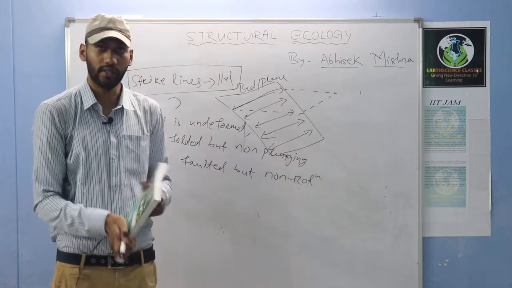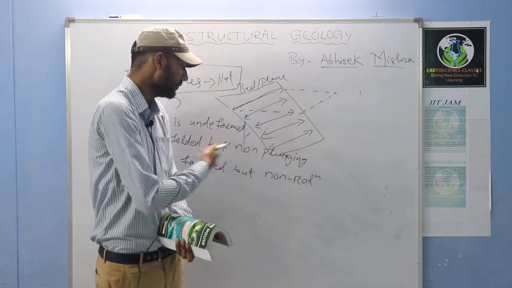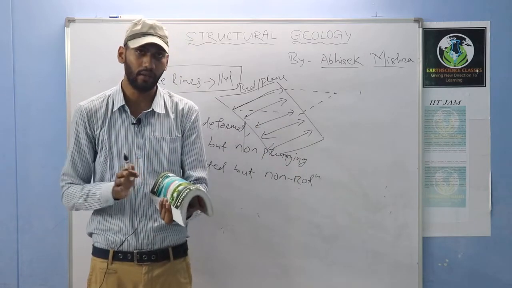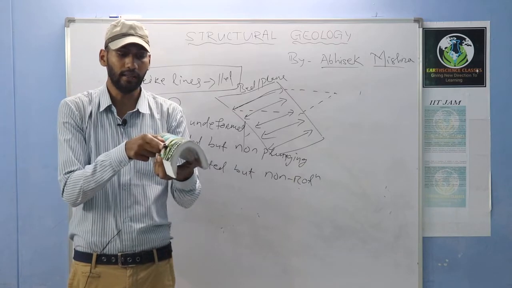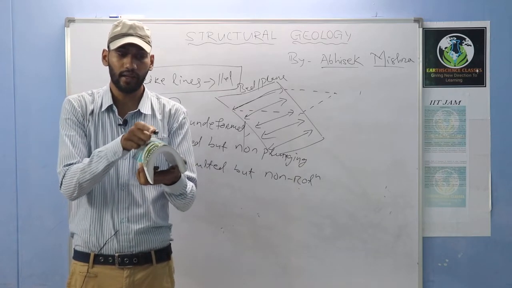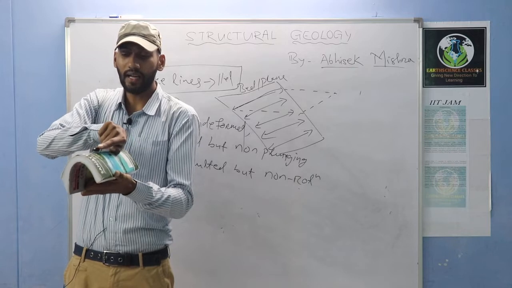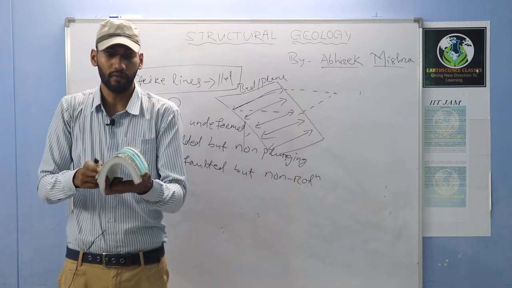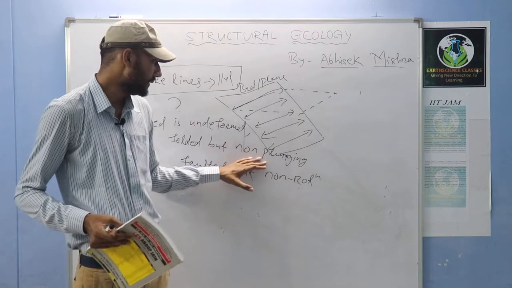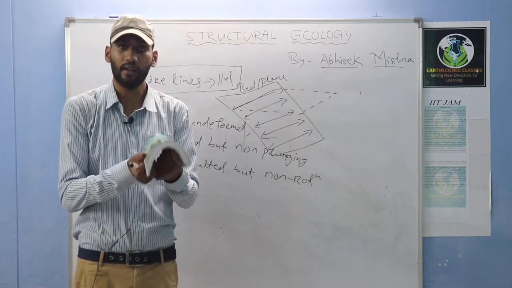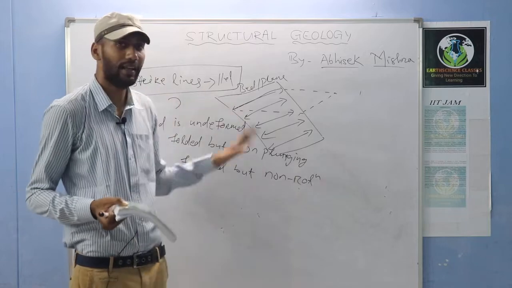Second, folded but non-plunging. This is a fold and it is non-plunging. I will first define what plunge is, then show you what a non-plunging fold is. Let's consider this a normal fold, and I will show you a plunging fold while discussing folds. You can see this is a strike line, and I can draw others. All of the strike lines are again parallel for a non-plunging fold. Non-plunging means the axis or hinge line is horizontal. I'll go into that in detail.